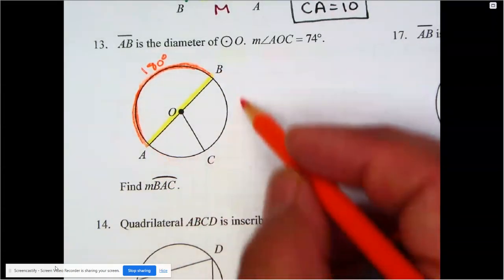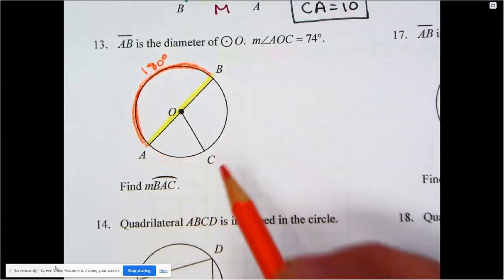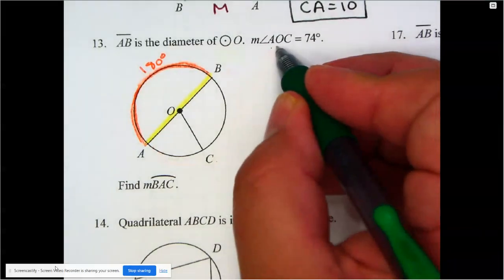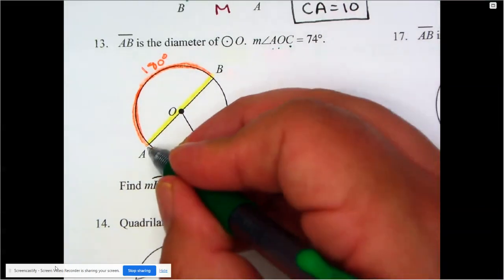So I could bring up 180 over here, but because there's a letter, I don't want to write it in yet. I still have to see what else they mention. But they do say angle AOC. Well, trace it.